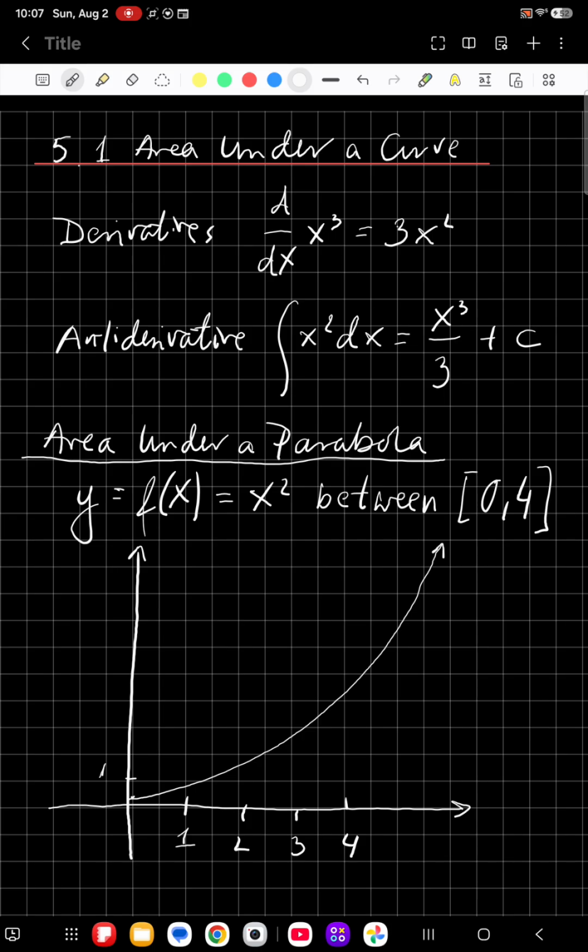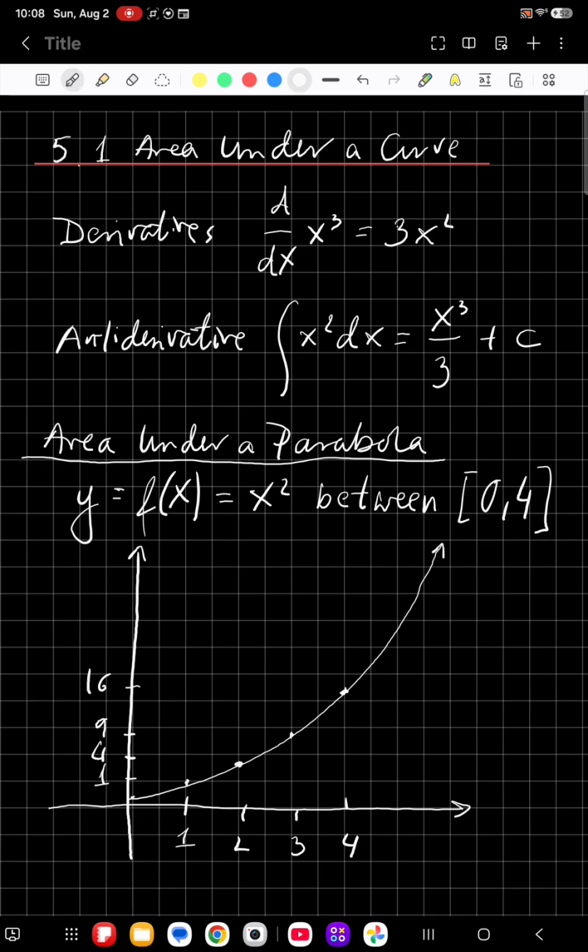We can evaluate that function for 1, 2, 3, 4. So this will be 1, because 1 squared is 1, then 2 squared will be 4. It's not a perfect drawing, as you can see, but I think we can use it. So this will be 9, and then for 4, I get 16. I hope it will work out.